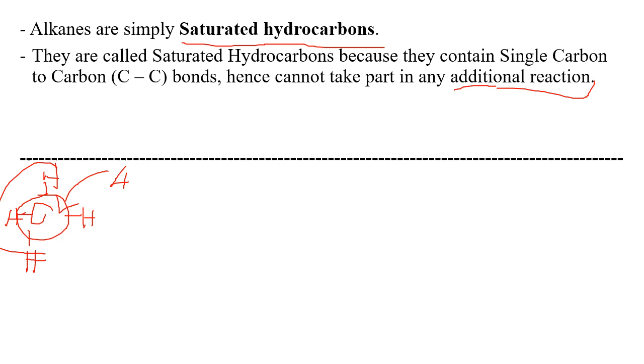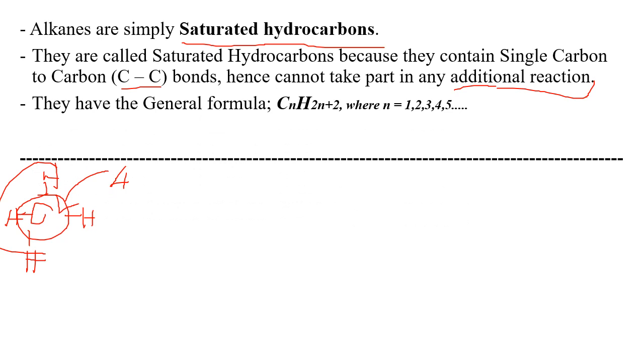All right, so that is why we call alkanes saturated hydrocarbons, because they contain single carbon to carbon bonds and all their bonds are filled up. Another thing is that they have a general formula of CnH2n+2, where n stands for the number of carbons, which can be 1, 2, 3, 4, 5, etc. It can go as far as 50. Using this general formula, you can derive other homologues of alkanes. So let's use this general formula to derive some homologues of alkanes.